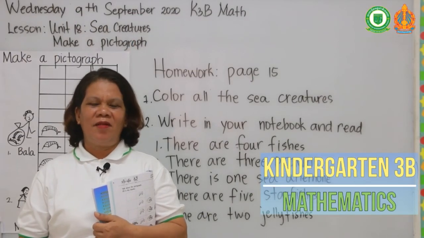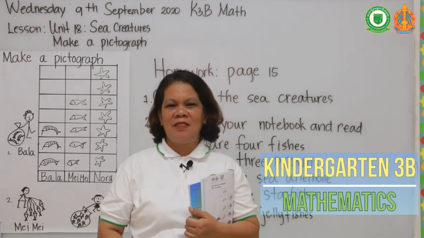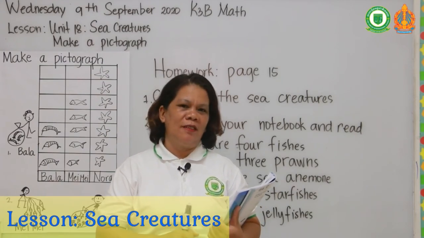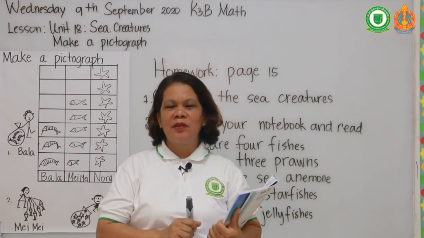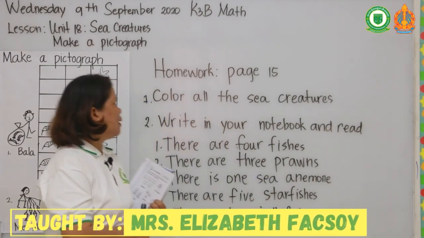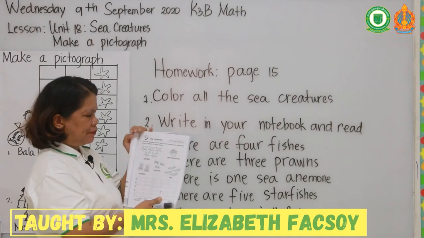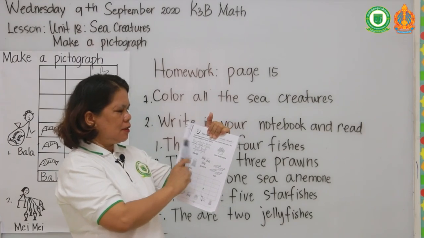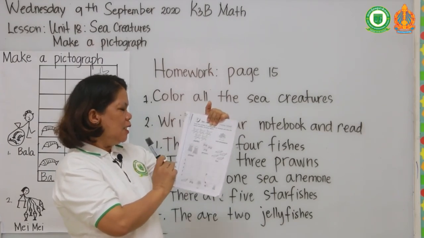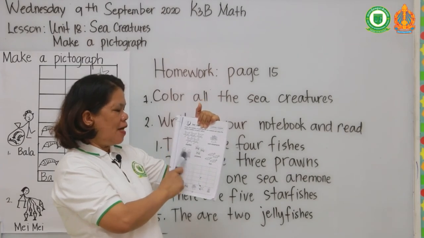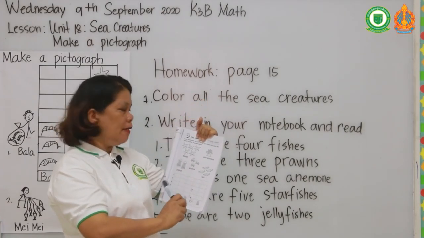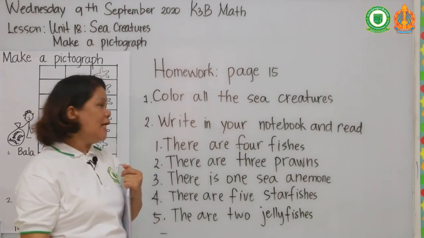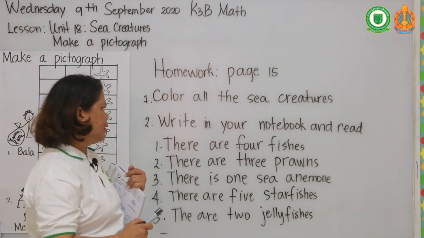Okay, kids, here is your last activity. You're going to listen to this video clip number three for your homework. Okay, listen carefully because I want to check this on Wednesday. Okay, at page 15, you're going to color all the sea creatures. Color the starfish, color the sea anemone, color the jellyfish, color the prawns, and color the fish, okay? And number two, you're going to write this in your notebook, okay? And read, you're going to read, okay?